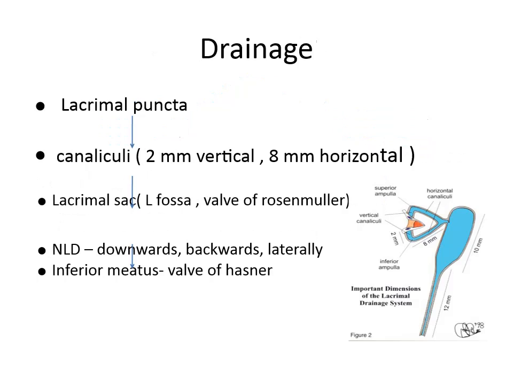Now coming to the drainage system. This slide is very important, so let's pay a little more attention to it. First you have the lacrimal puncta, which are tiny openings present on the upper as well as the lower eyelid. From these puncta you have the canaliculi, the superior canaliculus and the inferior canaliculus. Each has a vertical part which is 2 mm and a horizontal part which is 8 mm. These two canaliculi join together and form the common canaliculus, which finally opens up into the lacrimal sac. Here it is guarded by a valve called the valve of Rosenmüller.